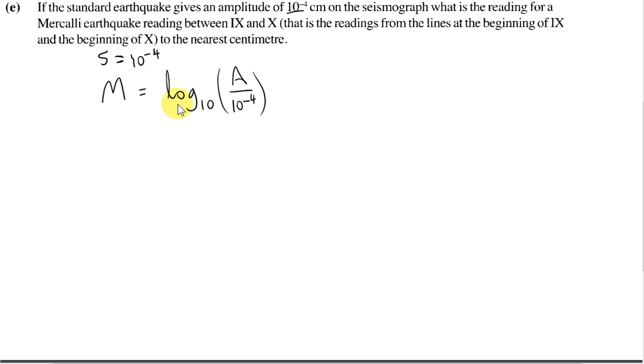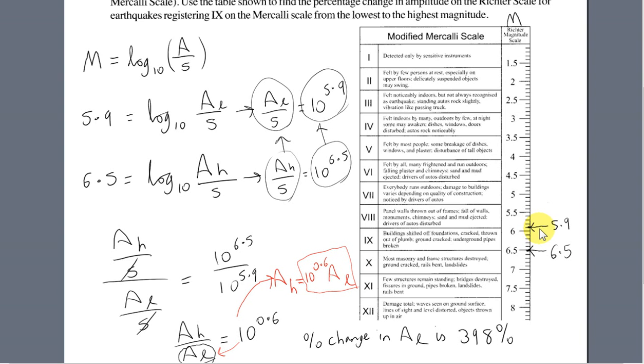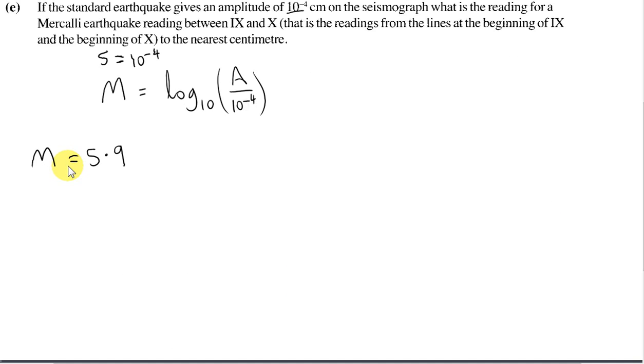So now, if we know what the magnitude is, we can get the amplitude. So the magnitude runs from 5.9 to 6.5. So the smallest value of M is 5.9, the largest value is 6.5. So let's start with the value 5.9 for M. So we just use this equation, replace M with 5.9, and we have to solve to find the corresponding amplitude, which I'll call A. See, we know S now, so there's only one unknown.